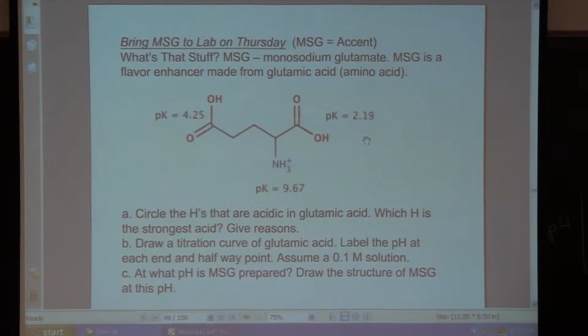Now and next week. Okay, so anyway, let's do this calculation. MSG is a flavor enhancer made from the amino acid glutamic acid. So this is the structure of MSG. So here is the pKa of this proton here. And note that it's a triprotic acid. There's 3 pKa's.